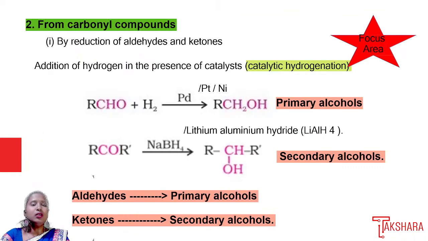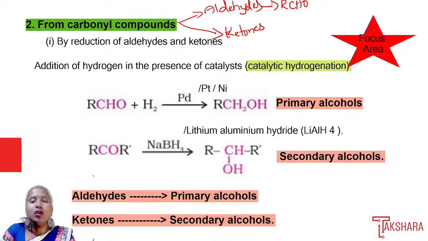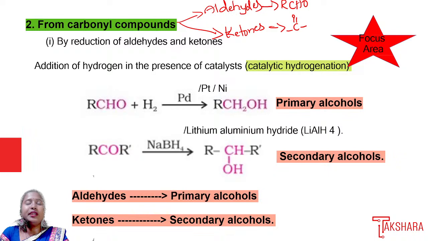Okay, next we have preparation from carbonyl compounds. So what are carbonyl compounds? First, we have aldehydes and ketones together. Aldehydes and ketones together are called what? Carbonyl compounds. Aldehydes have the general formula RCHO, and ketones have the general formula RC double bond O, called ketones. So here, addition of hydrogen in the presence of a catalyst.